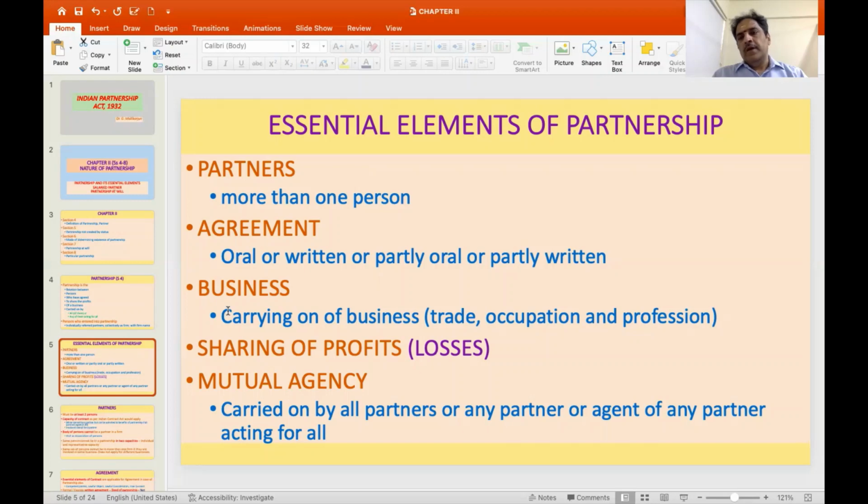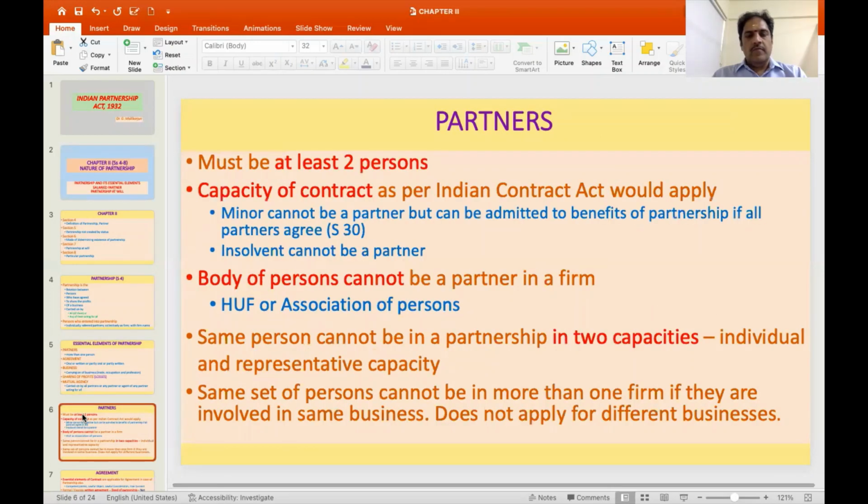Here, the business of a partnership has to be carried on by all partners or any partner or agent of any partner acting for all. So it is not necessary that everyone should act. Some people acting on behalf of all, or a representative of some acting for a partner, and so this partner acting for all is also sufficient for making the relationship a partnership.